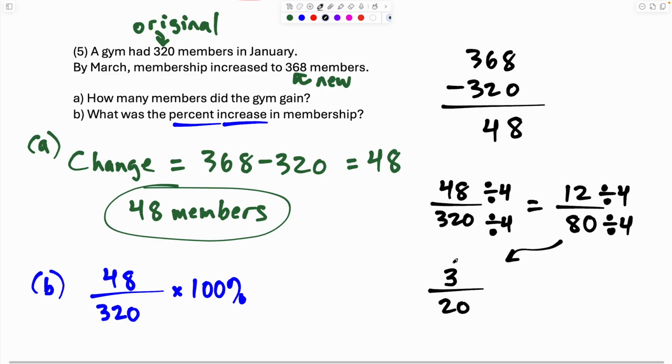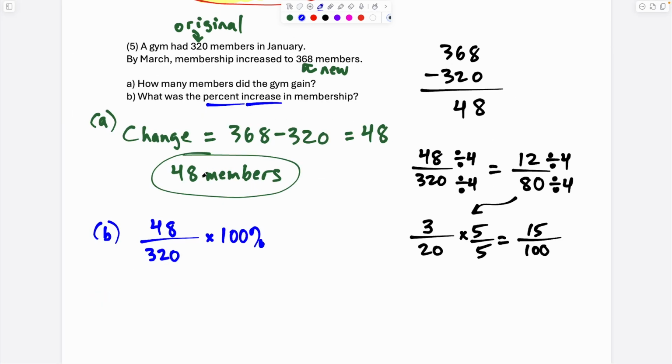And now this is one of those fractions that work out very nicely for percents because now we could multiply by 5 over 5. And the reason I'm doing this is when I multiply the denominator by 5, 20 times 5 is 100. And that's the best denominator we could get when we're working with fractions and we want to go from fraction to percent form. So I have a 100 in the denominator, and then 3 times 5 is 15. That's going to go in the numerator.